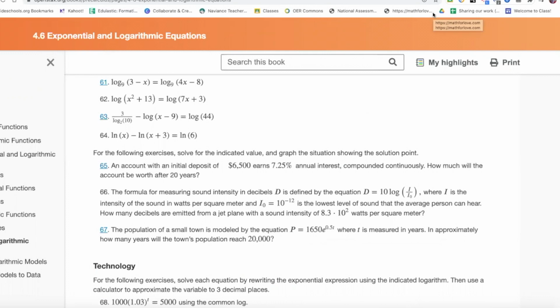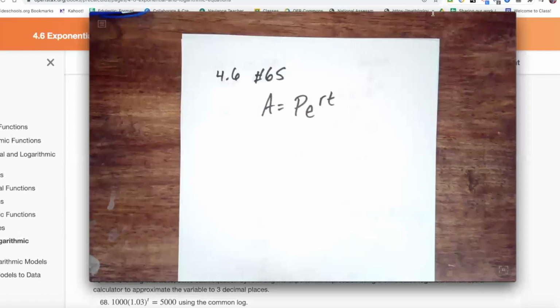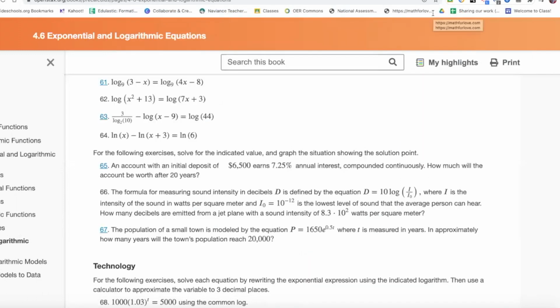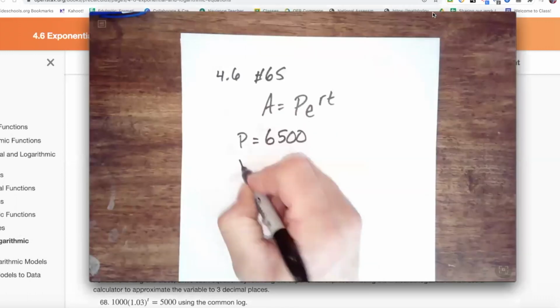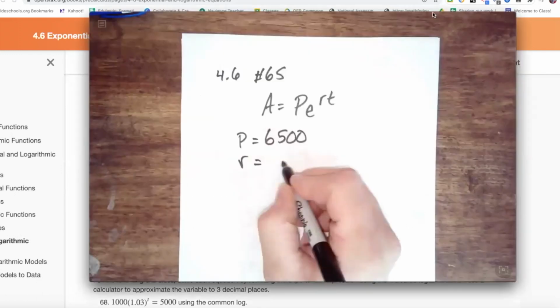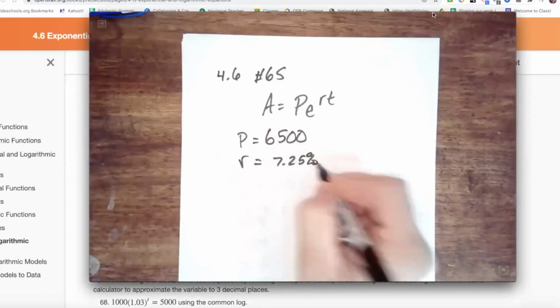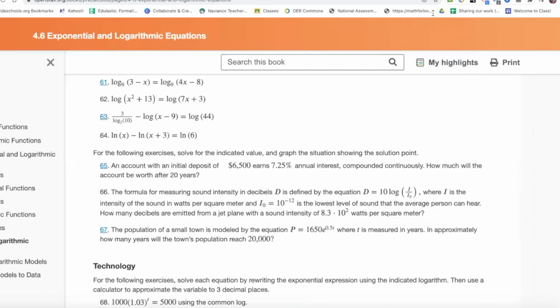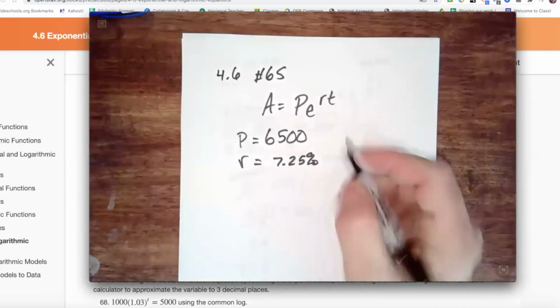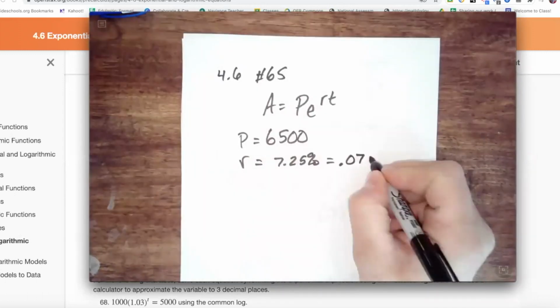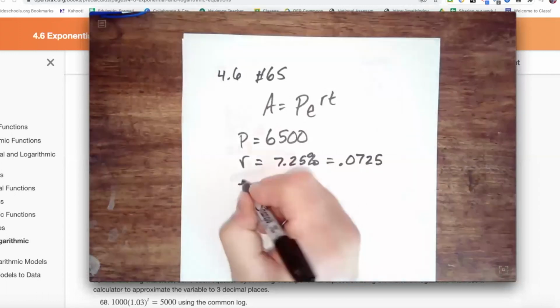Google it. 4.6, number 65. If we can get a formula, we can get our answer. A equals P e to the power of RT. We know our principal amount: principal is $6,500. We know our interest rate is 7.25%, but that's a growth amount. And then how much will the account be worth after 20 years? 0.0725. Plug them in. T is going to be 20. What answer do you get?